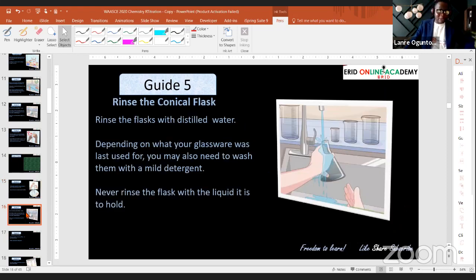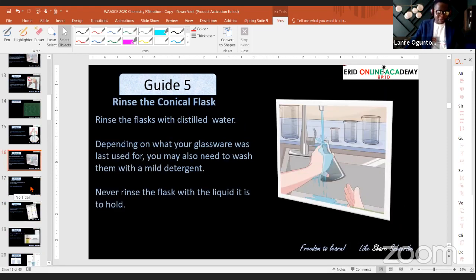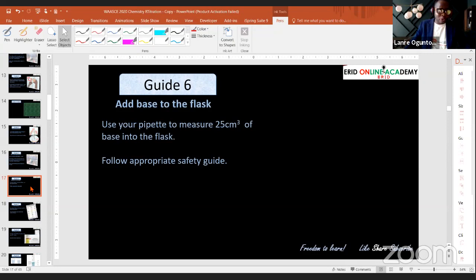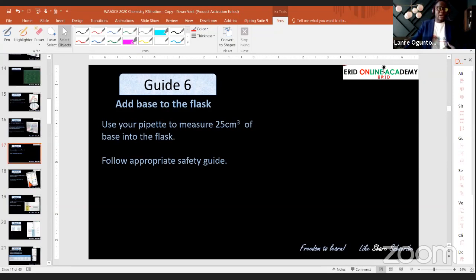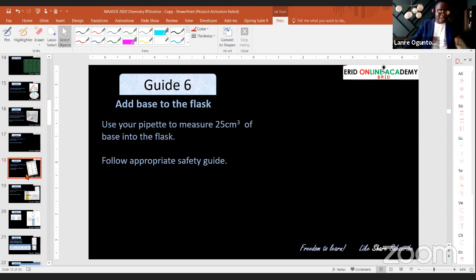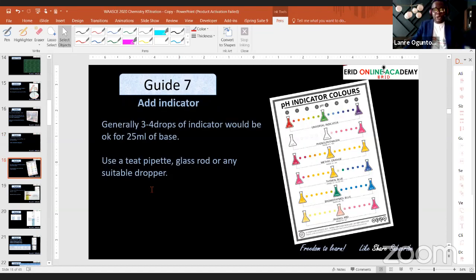Then I've talked about rinsing your conical flask. It's very important. Rinse your conical flask very well, and never rinse it with the liquid it is to hold. Now how do you add your base into the conical flask? You use your pipette to suck a certain quantity of your base and put it into the conical flask. I will show you also what to do. After that, the next thing will be to add your indicator.